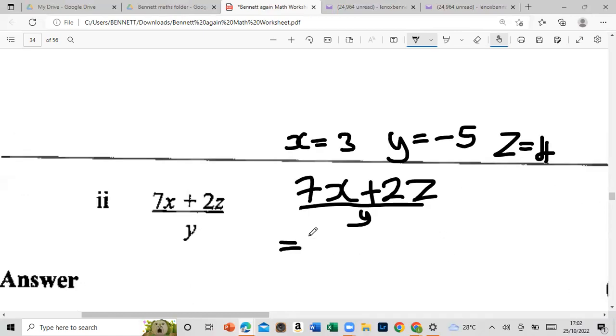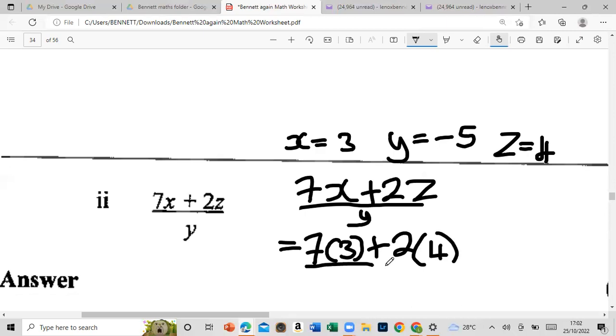I guess you guys will see this one week before exam. Alright, so let's go now. It says 7x, so that's 7 multiplied by the value of x, which is 3, plus 2z. Now z is positive 4. And then divided by y. What's the value of y? Negative 5. Alright, so now we're going to work it part by part.